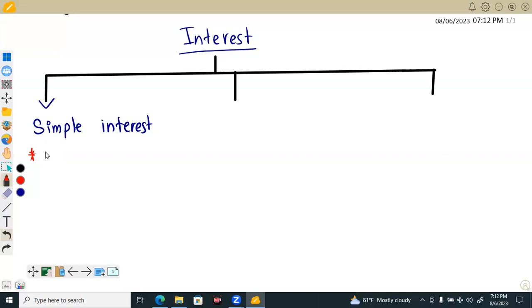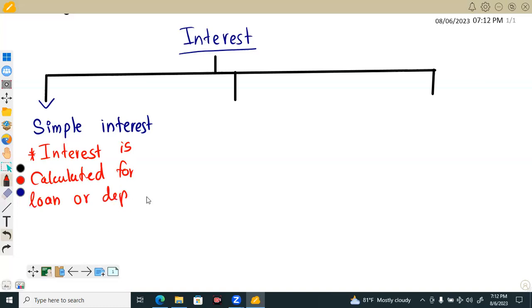Then we can say that interest is calculated for the loan or deposited amount only. Then the second one is compound interest.